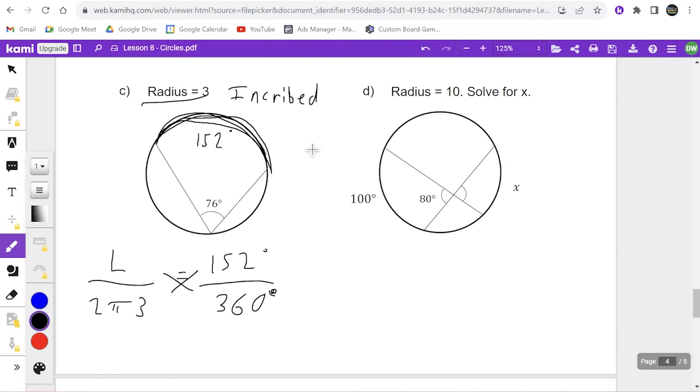So next one, part D. This is obviously the only one left, the intersecting chords. I start off with 100 degrees, here's 80 degrees, and I want x. Hopefully you know what this angle is on the right. What is it? Not x, but the other angle here, the vertical angle. 80 degrees. Yes, it's 80 degrees because they're equal.